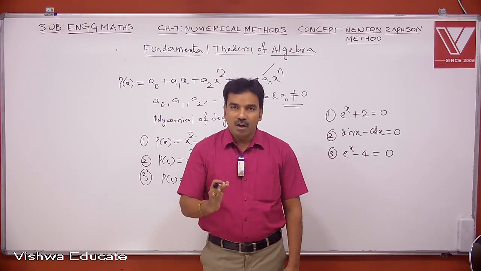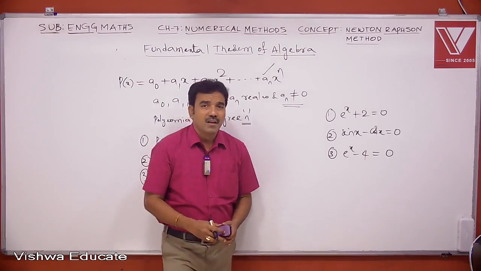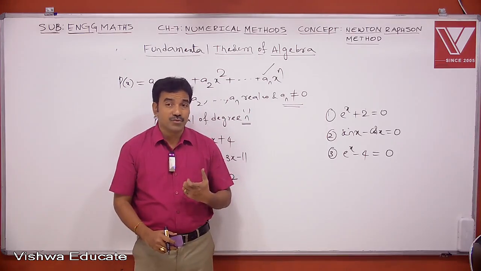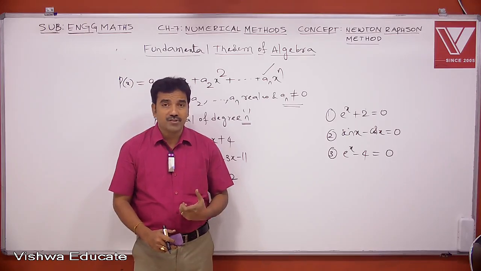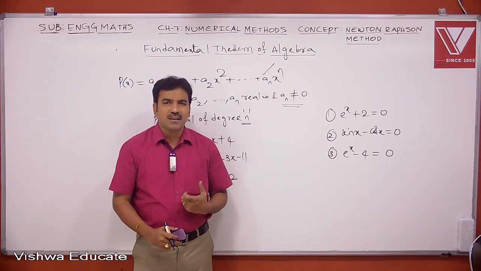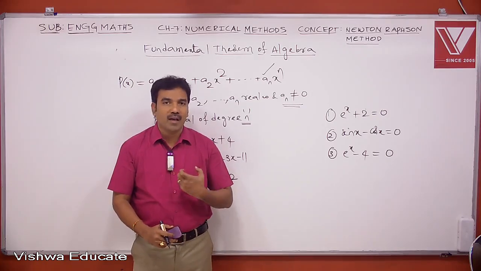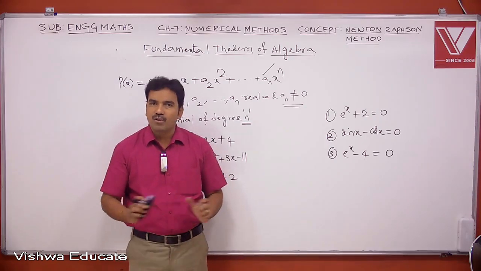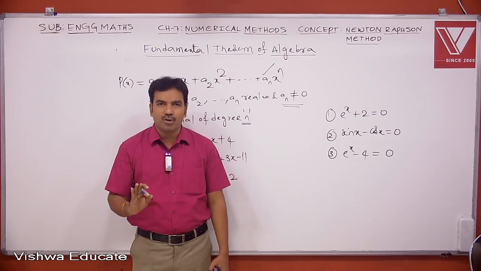Now we discuss how to find roots of algebraic and transcendental equations. Of course, we have particularly 4 methods. The first and foremost important method is the Newton-Raphson method. Of course, all these methods are not exact methods. They may give accurate values or approximation values. So our task is not to find exact roots, only their approximations.